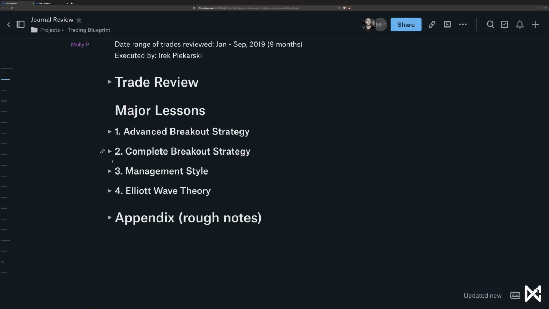Hence why I gave homework in this case. The homework is review 2019 and see which CBOs you have missed. Take a note of them and put them as a kind of a file. Look, these are all great CBO opportunities. Let's remember that, right? Then lesson number 3, management style.